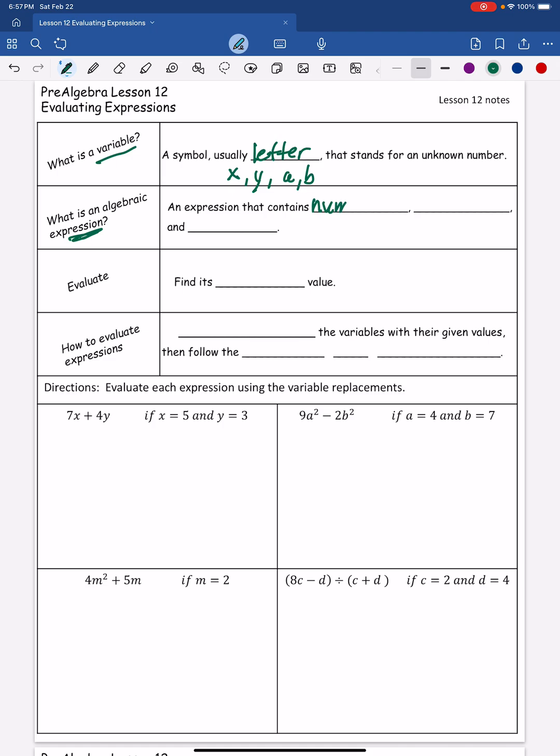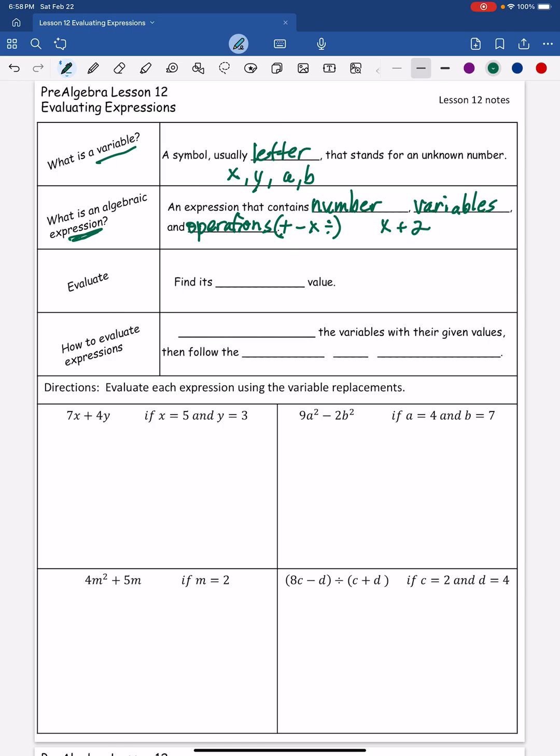An expression is going to contain several different things. Obviously, it's going to have a number in it. It's going to have variables. And it's going to have operations. And by operations, I mean add, subtract, multiply, or divide, or a combination of. So it would look something like this. As an example would be x plus 2.